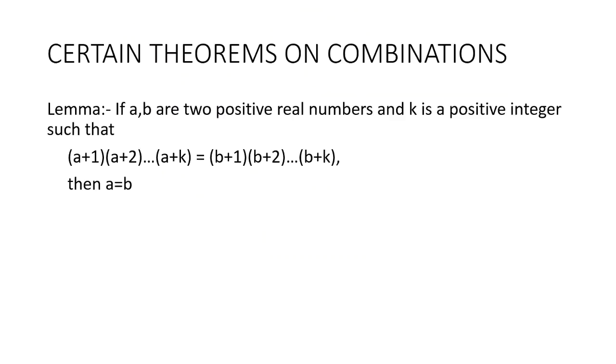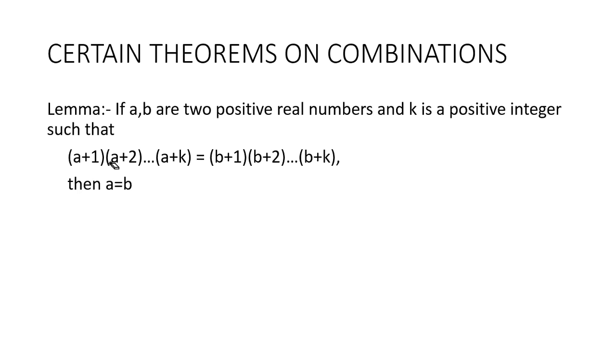So we can prove that theorem, but before going into that theorem, we use this result. If you use any result in a particular theorem, then that result is called a lemma. So here we have this lemma. Suppose a and b are positive real numbers and k is a positive integer, and a plus 1 times a plus 2 and so on up to a plus k is equal to b plus 1 times b plus 2 and so on up to b plus k, then a is equal to b.